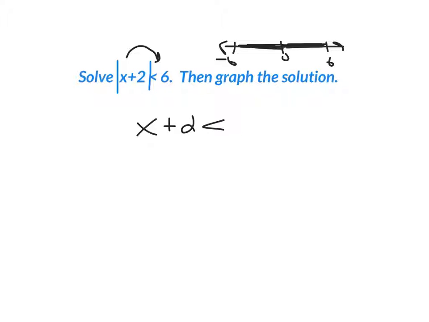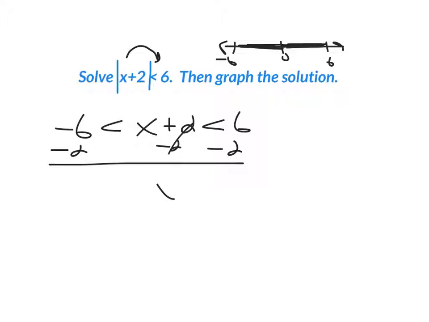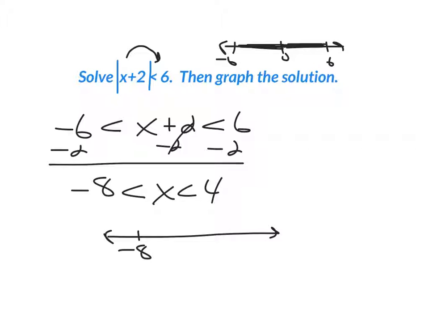I'm going to put the absolute value between 6 and negative 6 and solve it just like we did the other day. Subtract 2 from all three sides, and I'll get 4 over here, negative 8 over here. And as it did say, graph the solution. So I'm going to put a negative 8 on my number line, a positive 4 on my number line, empty circles because there's no equal sign, and I'm going to shade between because the x is between negative 8 and 4.